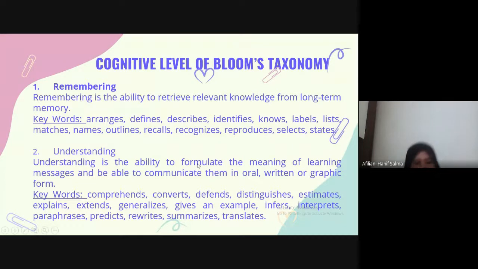And the second is understanding. Understanding is the ability to formulate the meaning of a learning message and to communicate it in oral, written, or graphic form. Students understand when they are able to determine the relationship between newly acquired knowledge and their past knowledge. The keywords in understanding are comprehend, convert, defend, distinguish, estimate, explain, and etc.